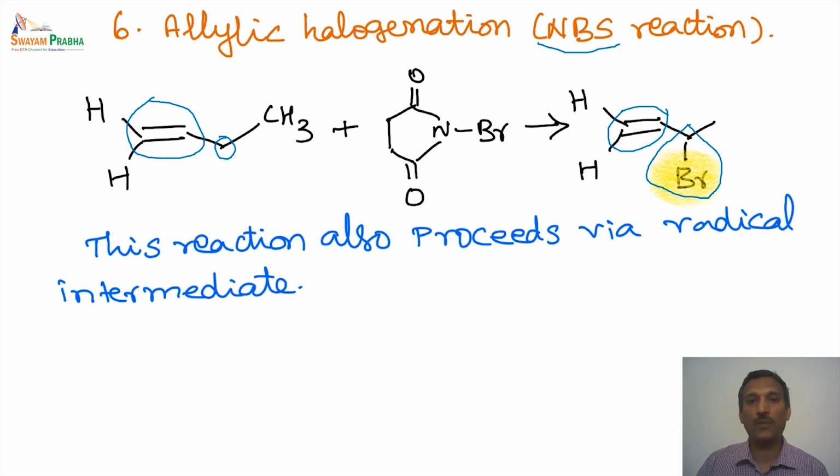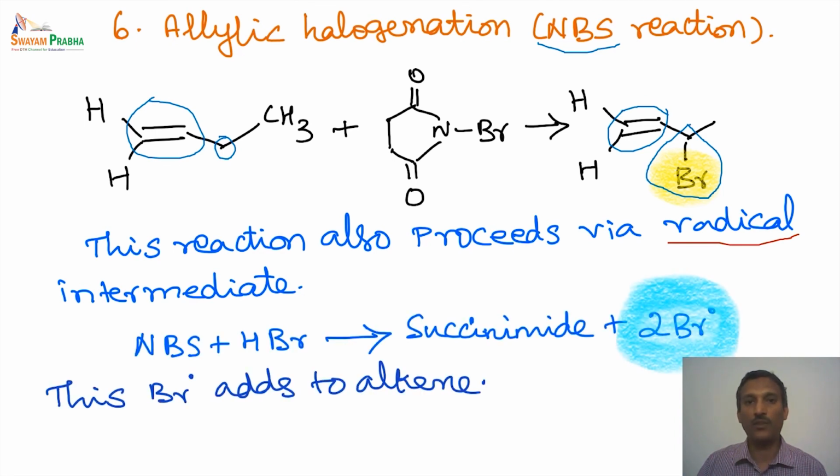If we look at the mechanism, this reaction also proceeds via the radical mechanism basically. So far, whatever we have seen, many of the alkyl halide preparation reactions proceed via radical reaction. So this is the one you have to remember: the hydrogen peroxide mediated anti-Markovnikov addition, the preparation of alkyl halides from alkanes, the preparation of alkyl halides from carboxylic acids, and this allylic halogenation reaction. All these reactions involve a radical intermediate as the crucial species.